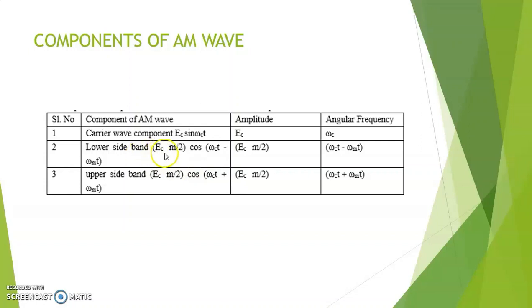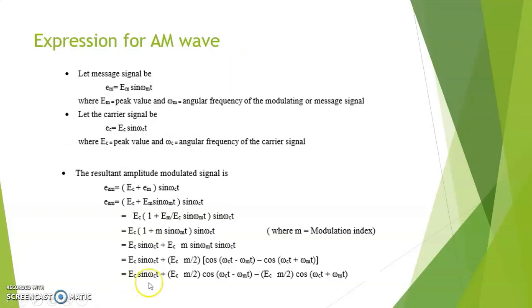Next we have a term called EC m by 2 cos omega ct minus omega mt. This is the lower side band, and the amplitude of that would be EC m by 2 and the angular frequency would be omega c minus omega m. Similarly, we have a third and final term which is given by EC m by 2 cos omega ct plus omega mt. So the amplitude would be EC m by 2 and we have the angular frequency given by omega c plus omega m. So these are the 3 terms that we have over here.